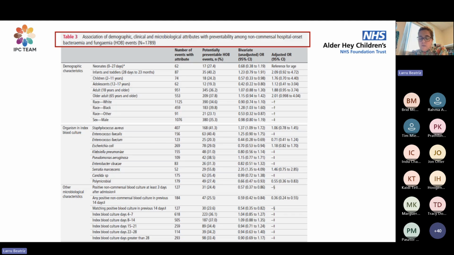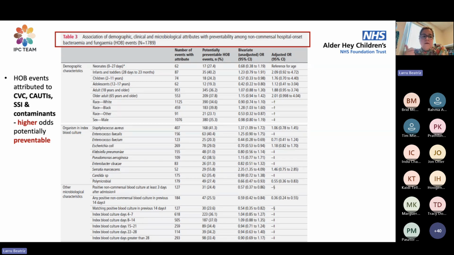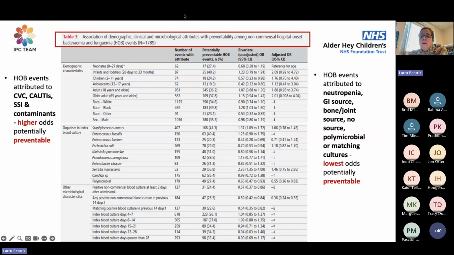I'll just quickly summarize this table because it's a lot of information, but just to think: hospital onset bacteremia events that were attributed to either a central vascular catheter, CAUTIs, SSI, or contaminants were always perceived to have higher odds of being preventable, while events where there was no source, or a GI source, or a bone or joint source, or polymicrobial, or there was a culture matching the index blood culture from the onset bacteremia in the 14 days before and 14 days after, were considered less preventable.